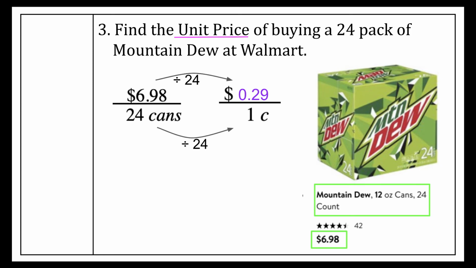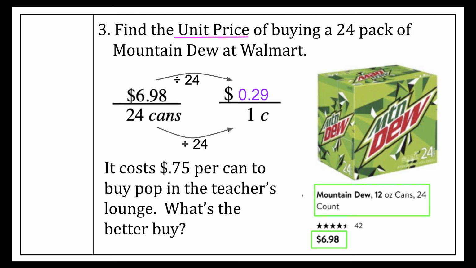Make you think a little bit here. Here at school, it costs 75 cents per can to buy pop. What's the better buy? Buying the 24-pack or buying a can of Mountain Dew here at school? 75 cents per can, that's a unit rate. Notice I have the unit rate in a math sentence up here. Notice it's in words down here. Where does it cost less per can? Buying from the store instead of buying here at school.